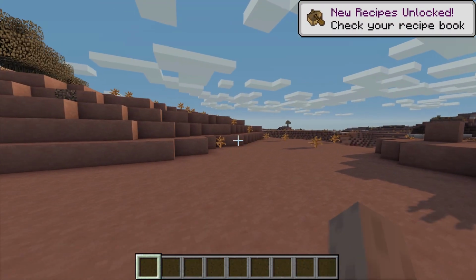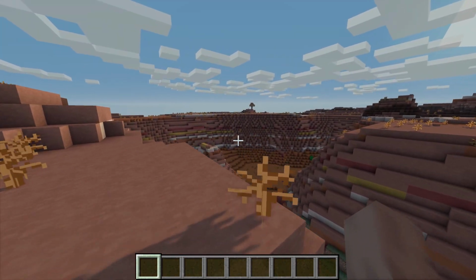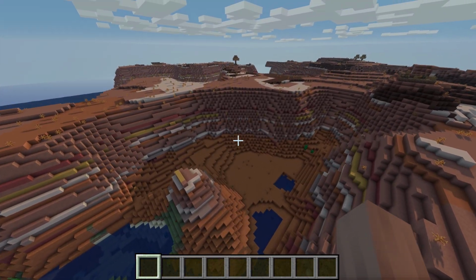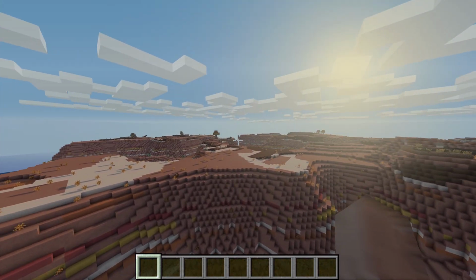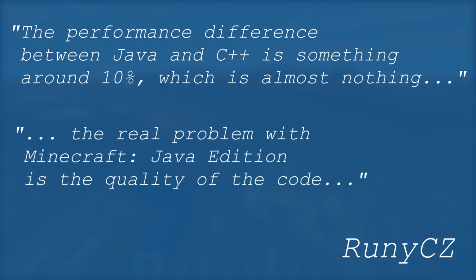Alright, so before I dig into the hard numbers, let me go over some differences between the games and actually revise some of the information I discussed in my previous video. I first wanted to address what was commented by RunnyCZ, which reads, the performance difference between Java and C++ is something around 10%, which is almost nothing. Continuing on later with, the real problem with Minecraft Java Edition is the quality of the code, which is a statement that I completely ignored in my previous video.